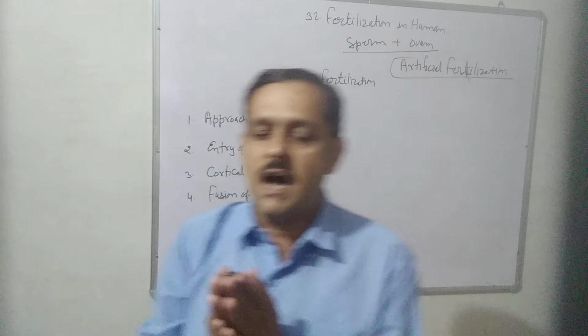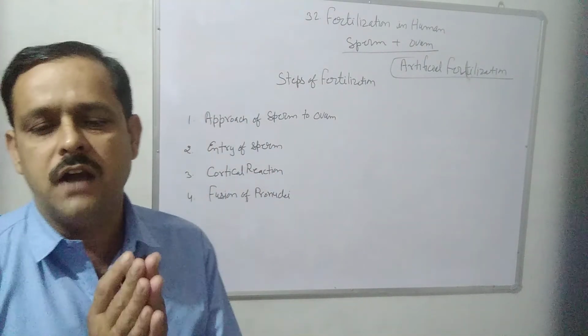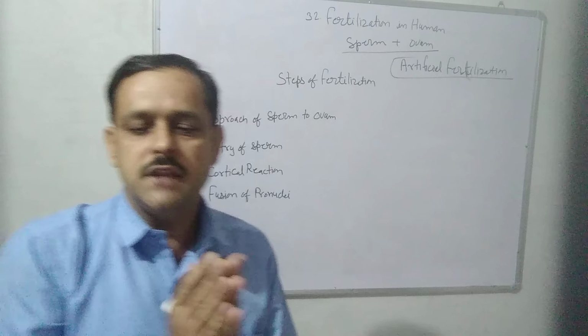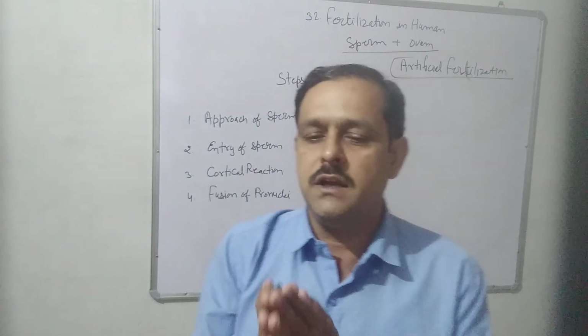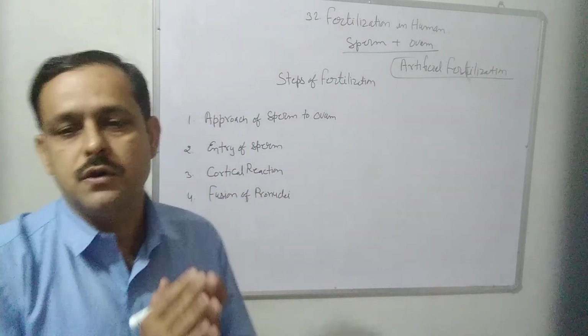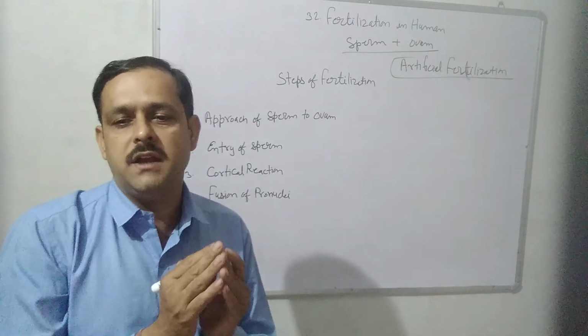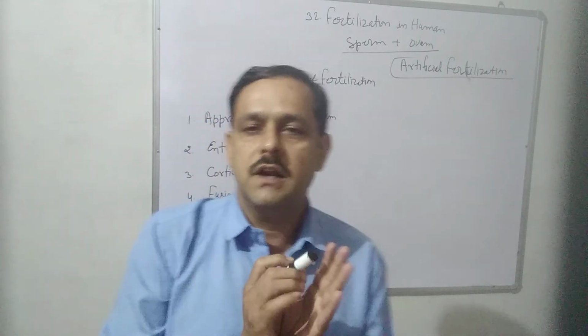When the sperms are collected artificially, preserved and stored, and then introduced into the female uterus as needed, this process is known as artificial insemination, and it is used to improve breeds in livestock.